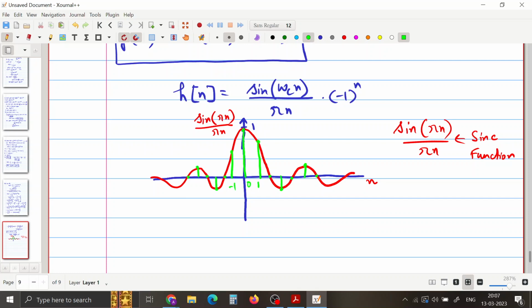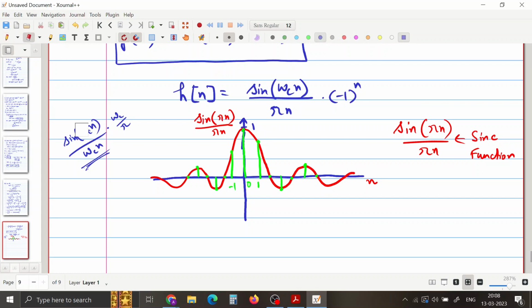So in our expression of h of n, we have a function similar to a sinc function. We can write this as sine omega c n by omega c n times omega c by pi. That's it. This factor we have to take as an adjusting factor. So this term is in the form of a sinc function. It has a similar plot like this.